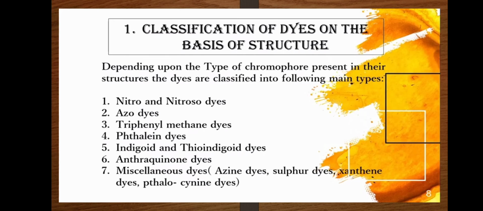Classification of dyes on the basis of structure. Depending upon the type of chromophore present in their structure, the dyes are classified into the following main types. First, nitro and nitroso dyes. Second, azo dyes. Third, triphenylmethane dyes. Fourth, phenolphthalein dyes. Fifth, indigoid and thioindigoid dyes. Sixth, anthraquinone dyes. Seventh, miscellaneous dyes.